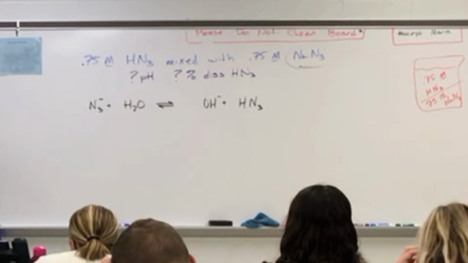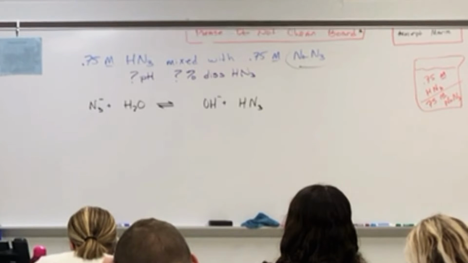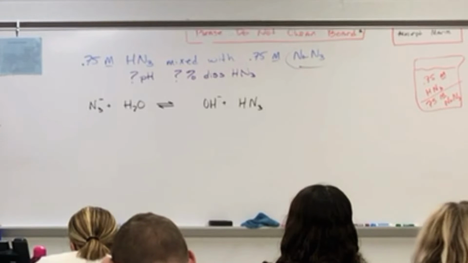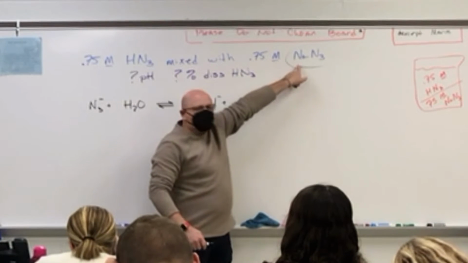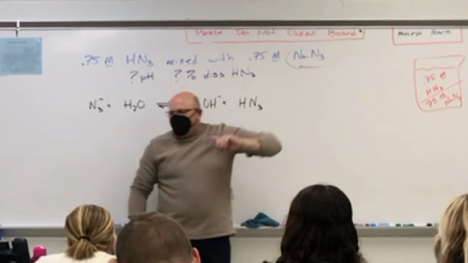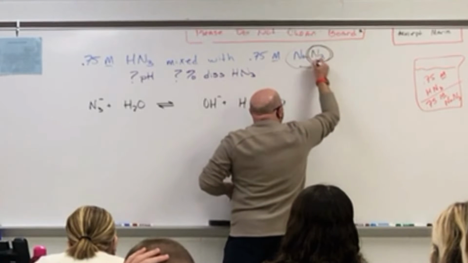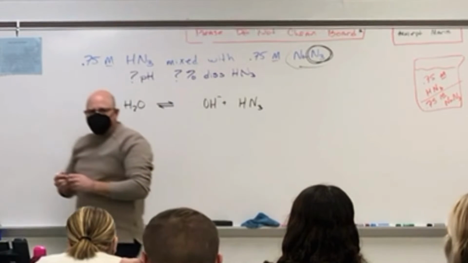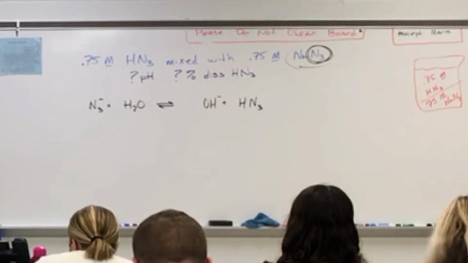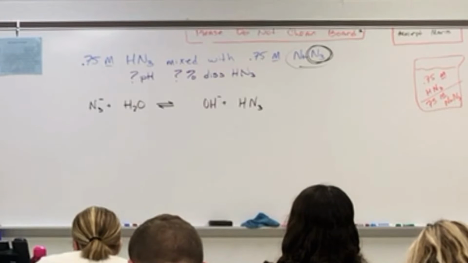Remember, when we have a salt, we want to look at the part that's going to interact with the water only and ignore anything else. So this is a salt that comes from a strong base, sodium hydroxide, and a weak acid, hydrazoic acid. The N3 part is our focus for that equilibrium. But is this the equation we have to use? Is there another equation we could use?